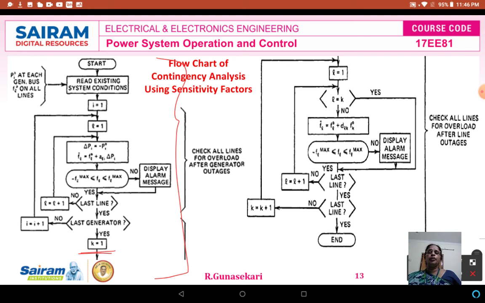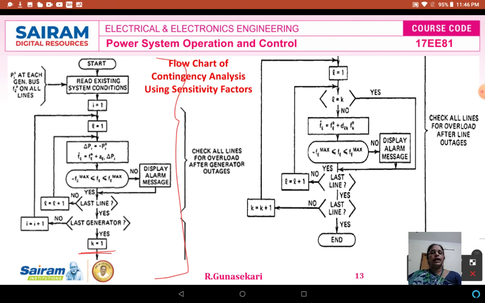Students, keep this clearly in your mind. For example, the questions in the university examination, internal as well as external: explain the generation shift factors with the help of the sensitivity factors with the flow chart. You can draw this flow chart. You can write the formula up to -FL max ≤ FL ≤ FL max. That is the equation, that's over.